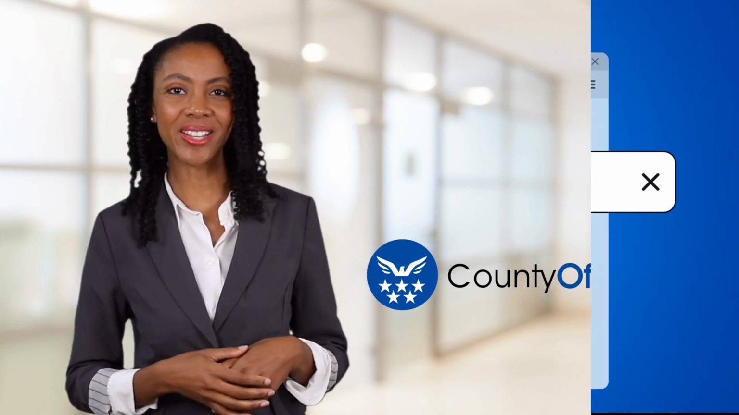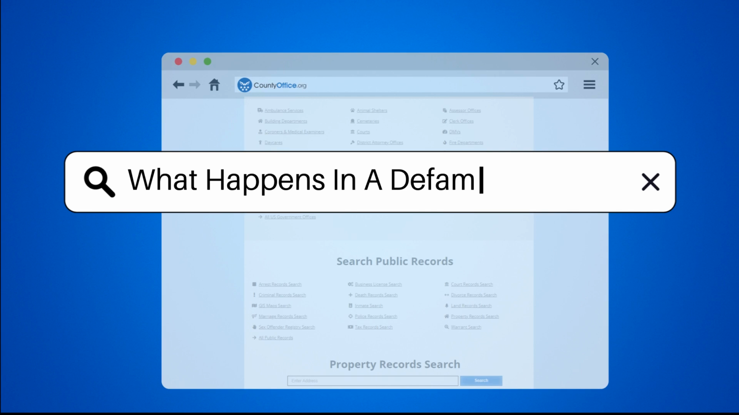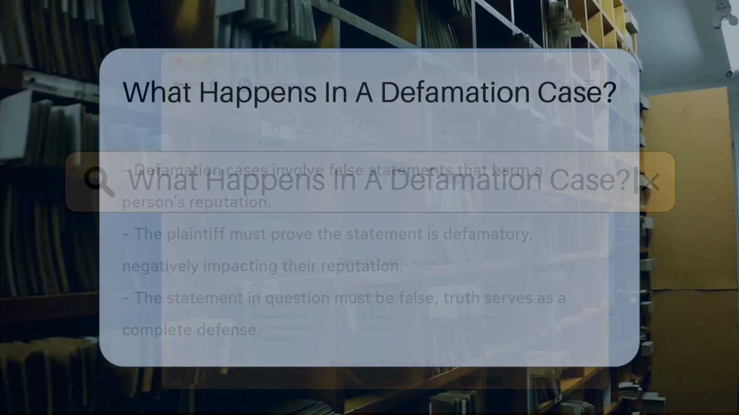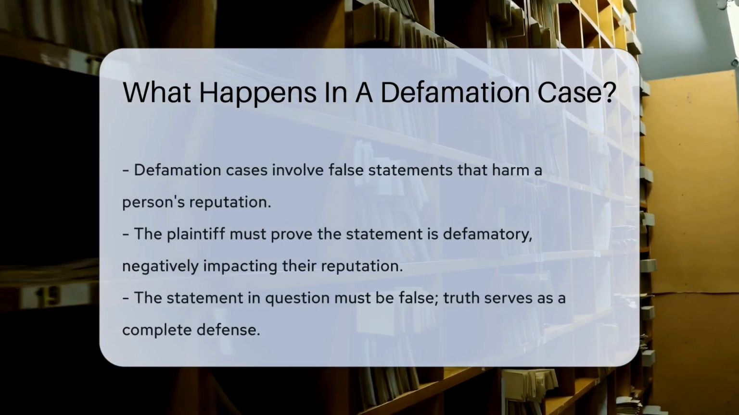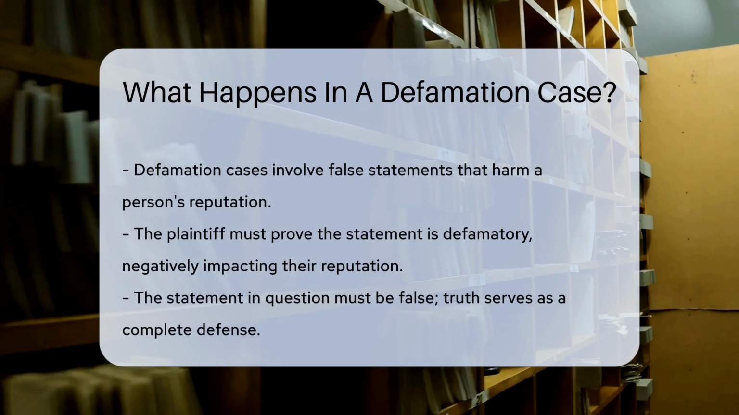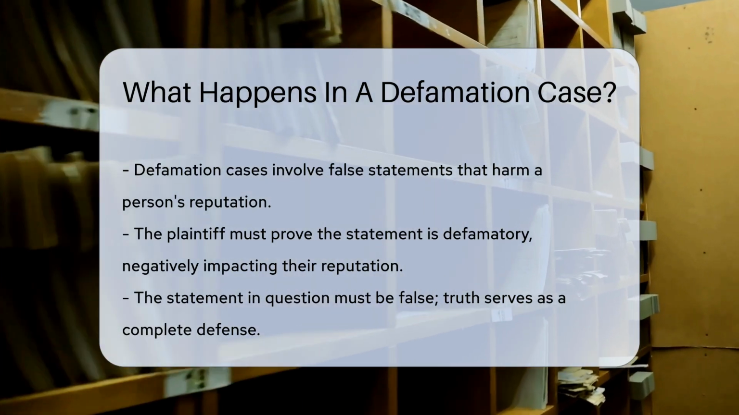Let's get started. What happens in a defamation case? Defamation cases arise when a false statement harms an individual's reputation. The plaintiff must prove several key elements.